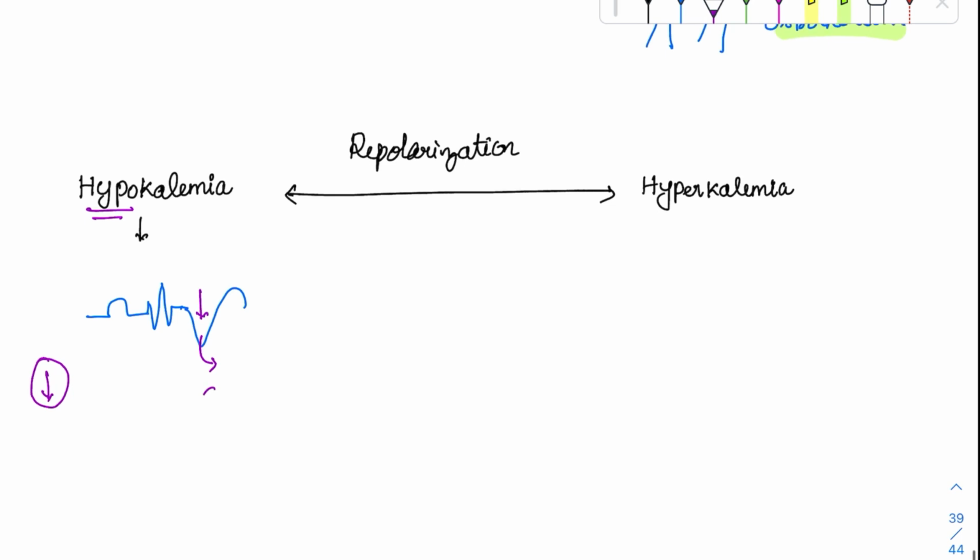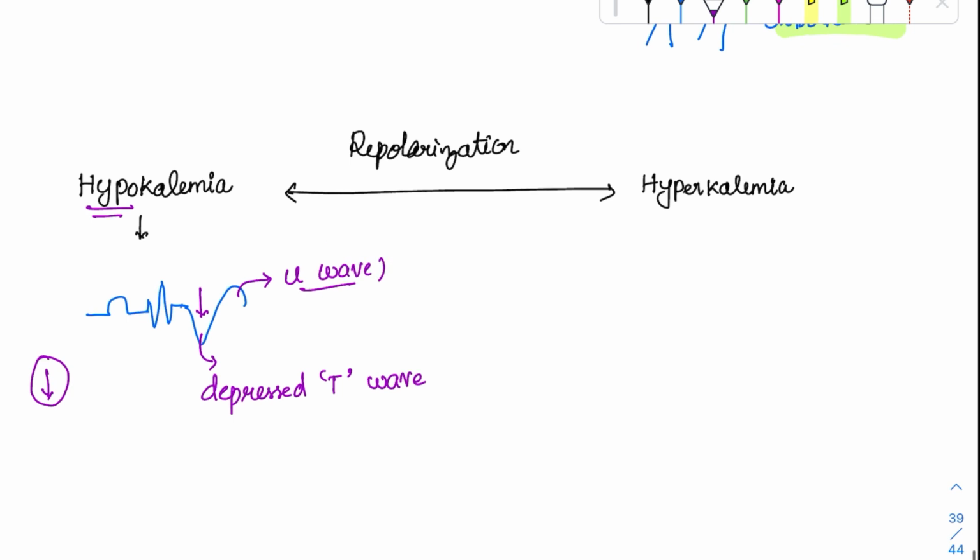So there is a depressed T wave. And there is one more additional wave present in hypokalemia, that is the U wave. The U wave is not compulsory, but it can be present.